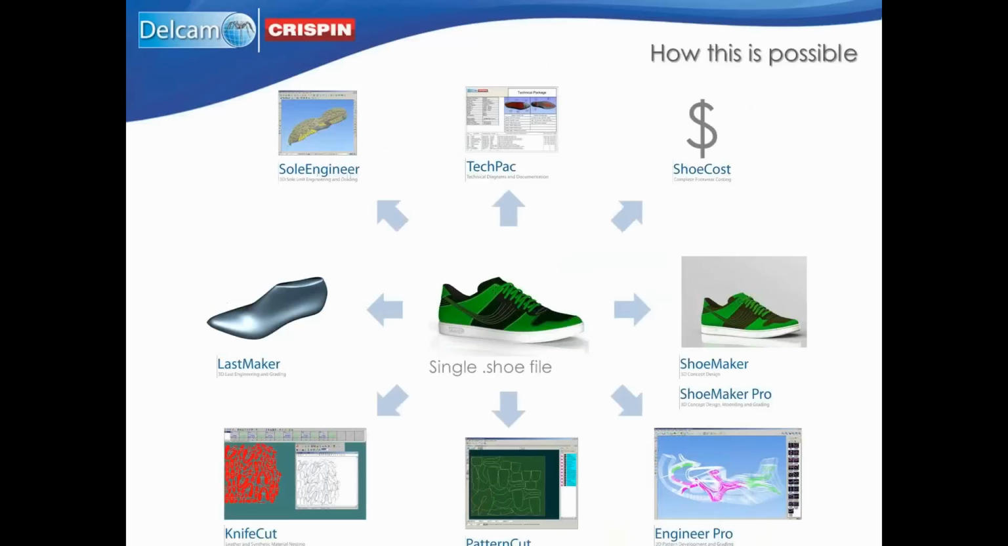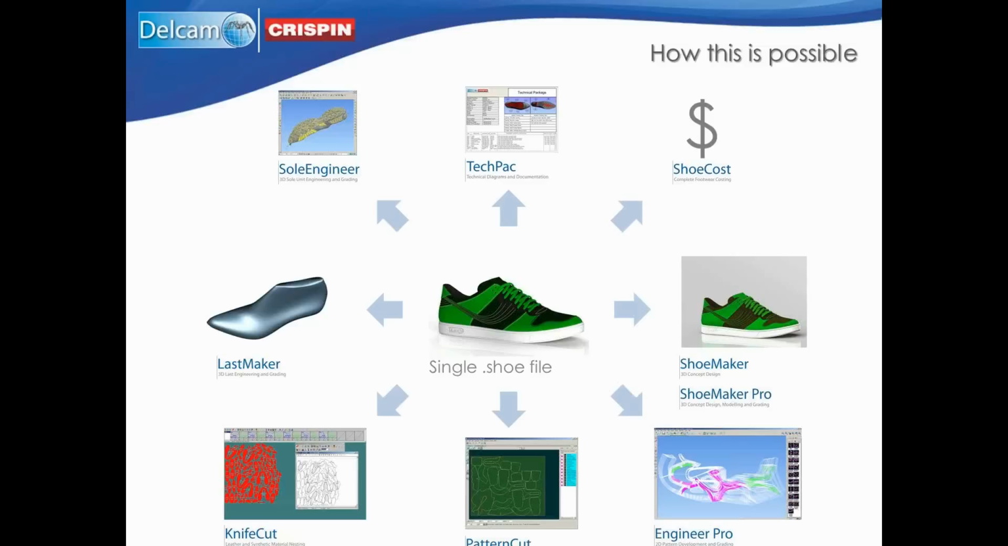Instead, all Delcam Crispin software uses a single .shoe file, which contains all the information you need for every element of your shoe. Each piece of our software automatically extracts the data it needs from the .shoe file, so you don't need to worry about which file to open at each stage of the process. For example, open the file in ShoeMaker and it will automatically access the 3D shoe design information required to produce a 3D model. And open the file in Delcam Crispin Engineer Pro and the software will automatically use the 3D shoe design to generate an accurate 2D pattern, so you only need to add the finishing touches.